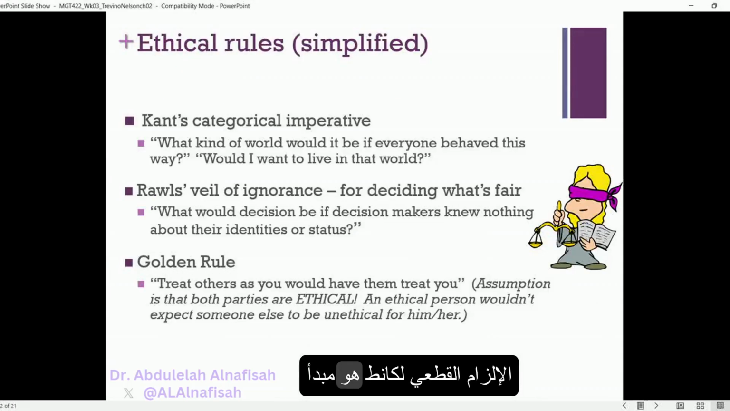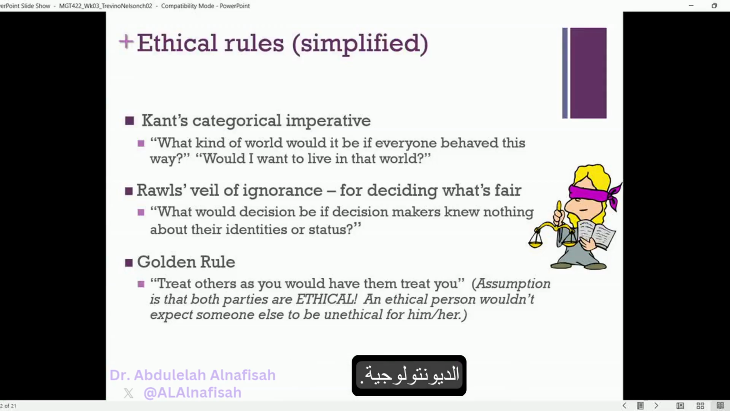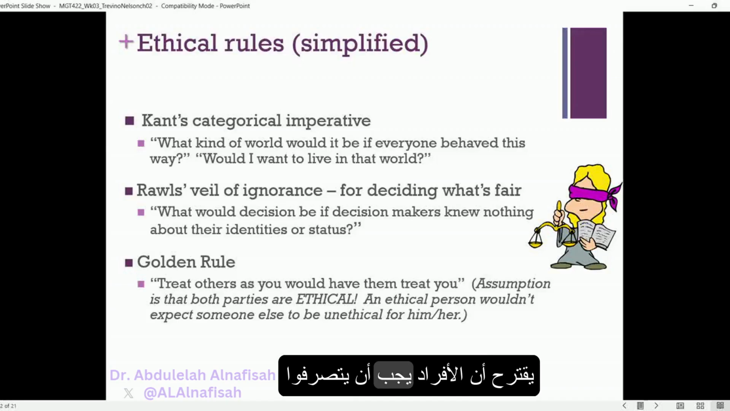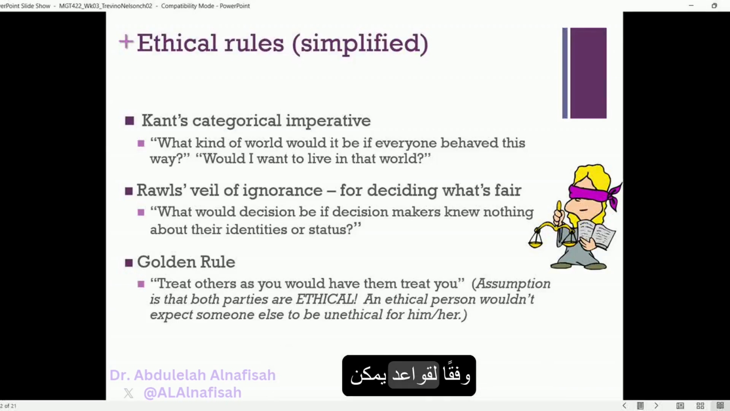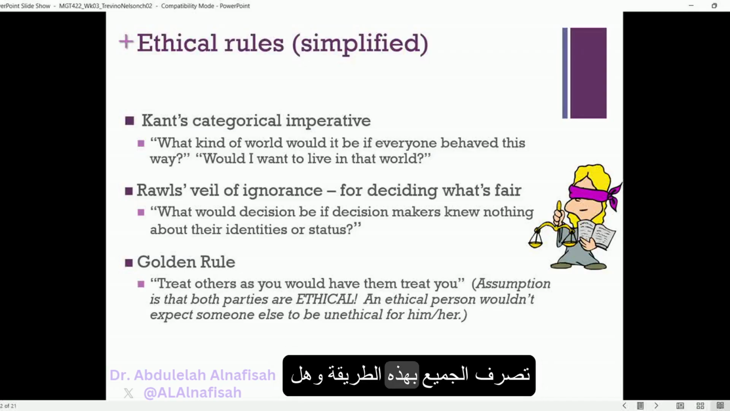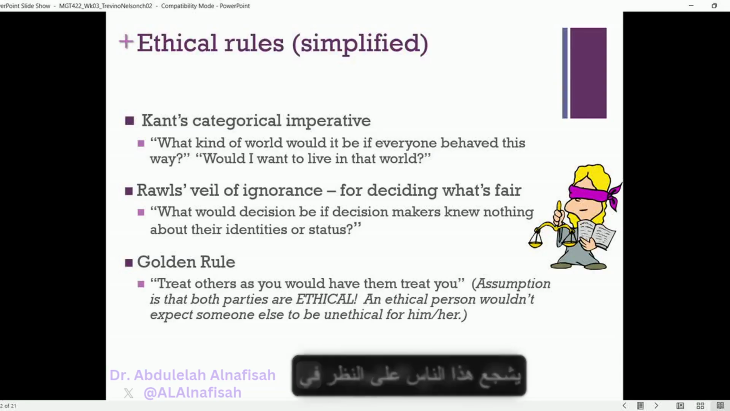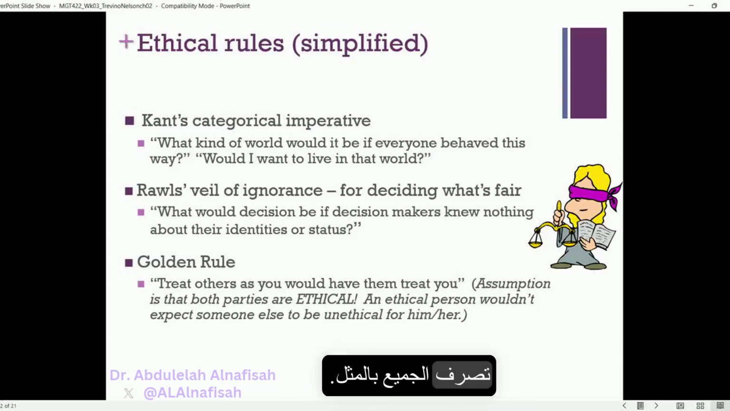Kant's categorical imperative is a foundational principle in deontological ethics. It suggests that individuals should act according to rules that could be universally applied. When faced with a moral decision, one should ask themselves, what kind of world would it be if everyone behaved this way, and would I want to live in that world? This encourages people to consider the broader implications of their actions and whether they would be acceptable if everyone acted similarly.